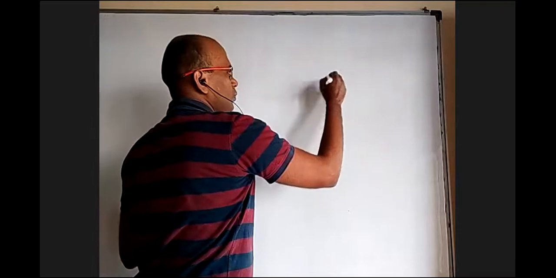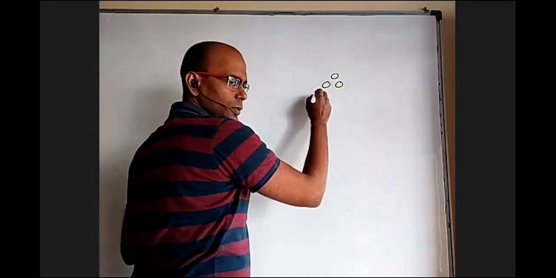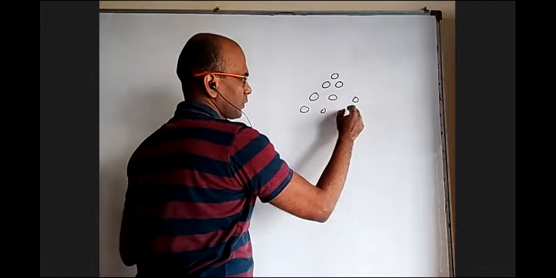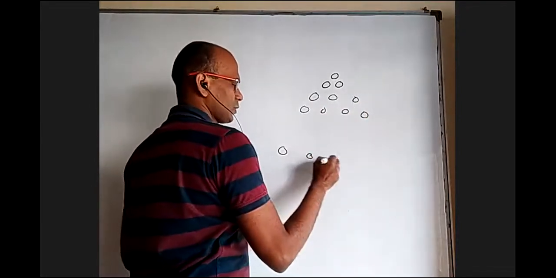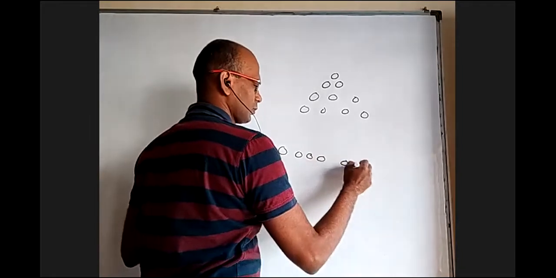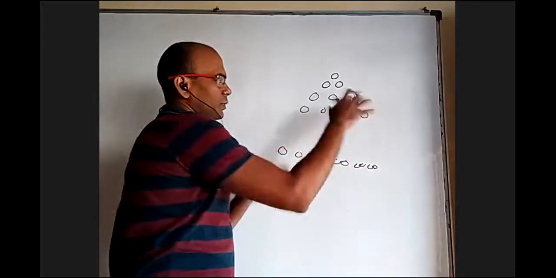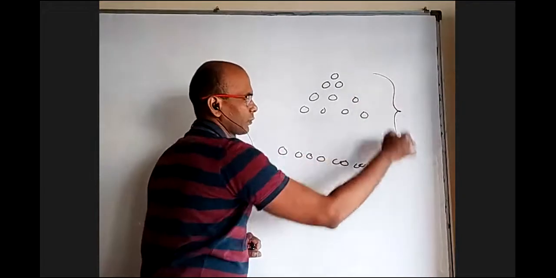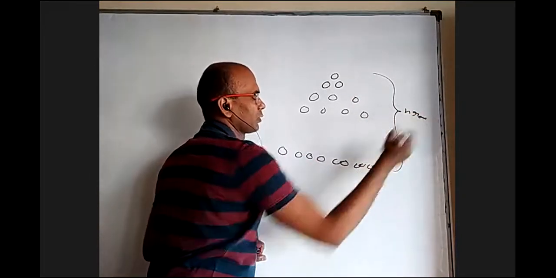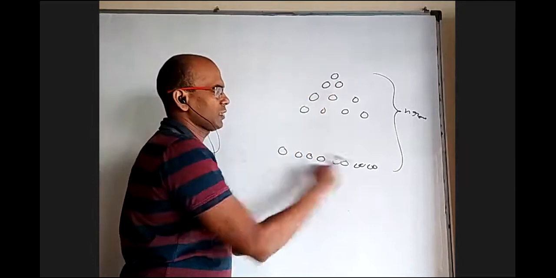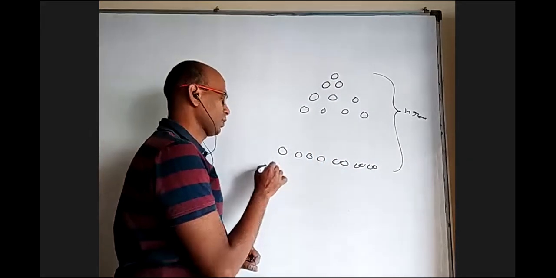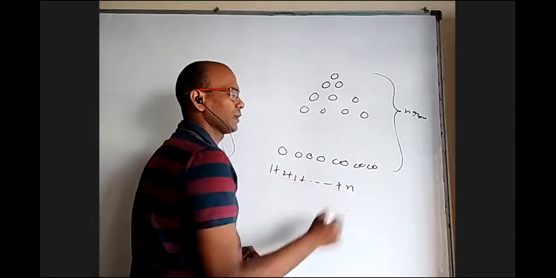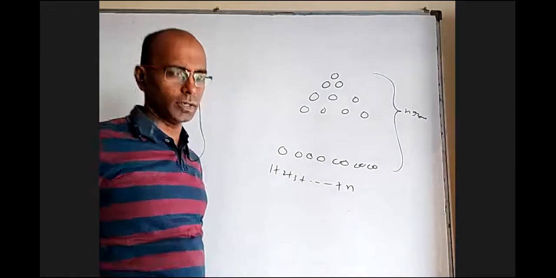Okay, so we have 1 ball here, then 2 balls, then 3 balls, then 4 balls. Let us say we have n balls here. If there are n rows here, that means we have n balls here, n balls here. What is the total number of balls? 1 plus 2 plus 3, and so on up to n. That's the total number of balls in the equilateral triangle.